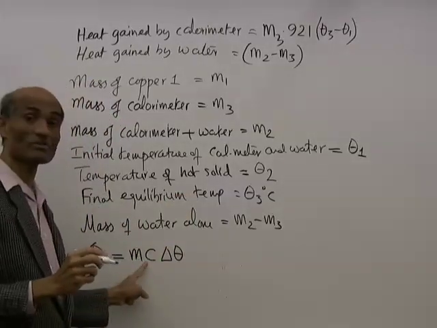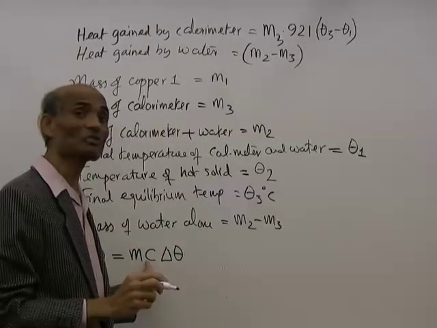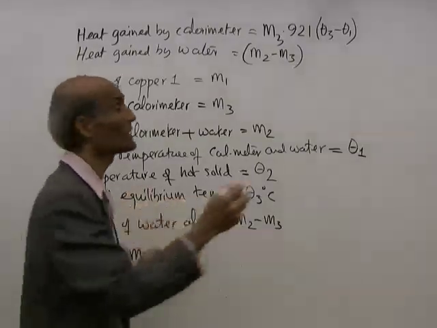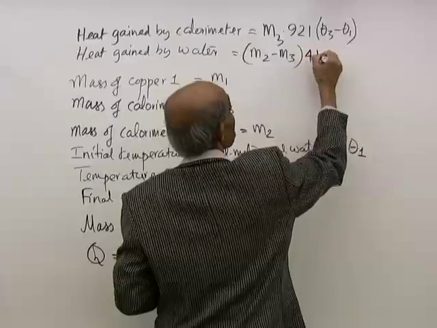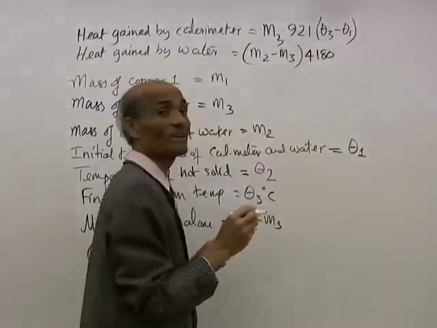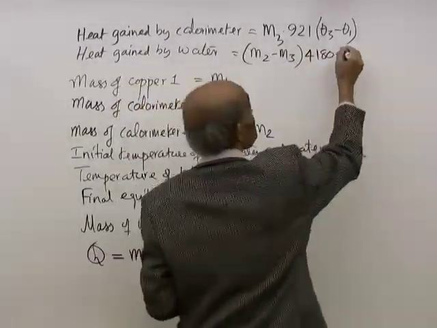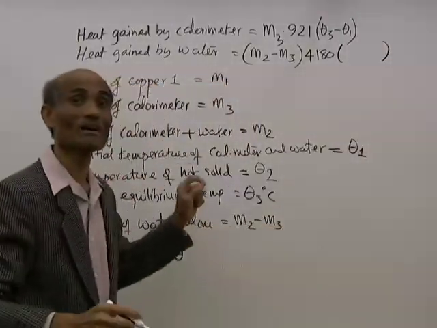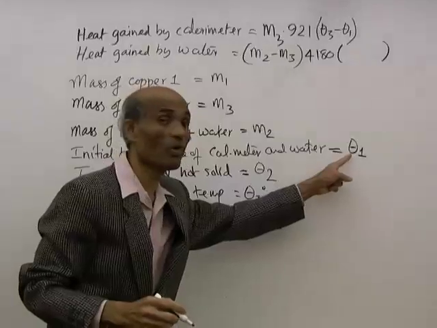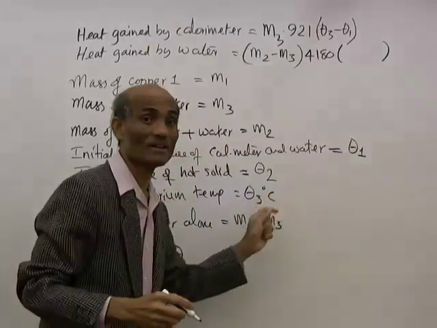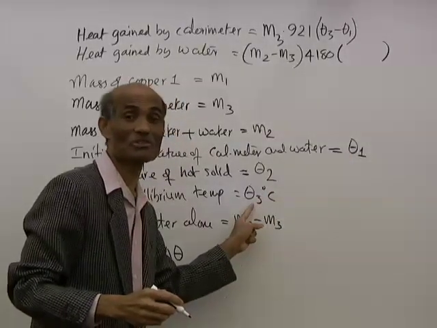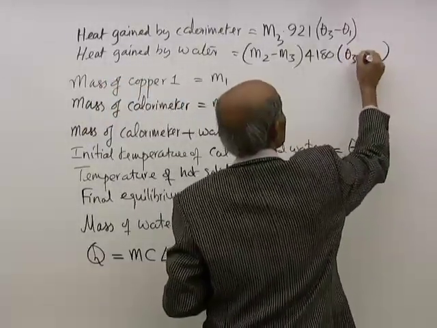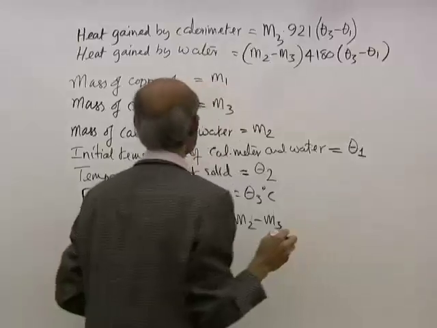And the specific heat of water is 4180 joules per kilogram per Kelvin. So mass of water times the specific heat of water times the change in temperature. Tell me, what is the change in temperature of water? The initial temperature of water is theta 1. The final equilibrium temperature is theta 3. Therefore, the change in temperature is theta 3 minus theta 1.